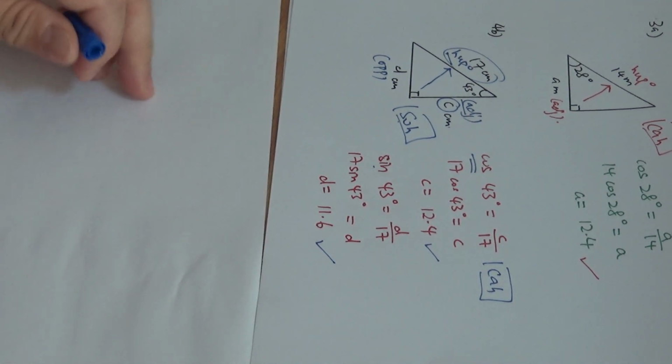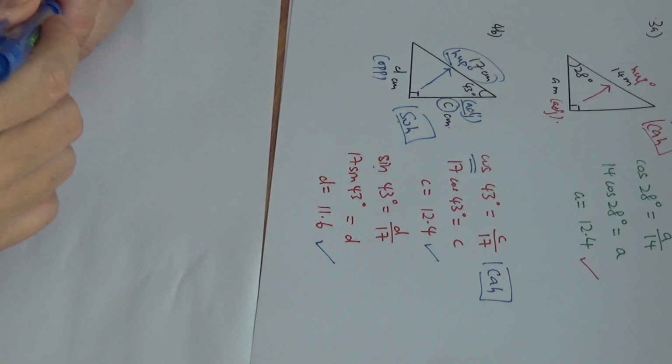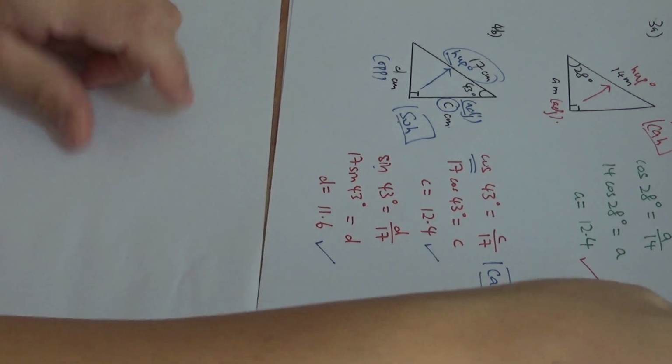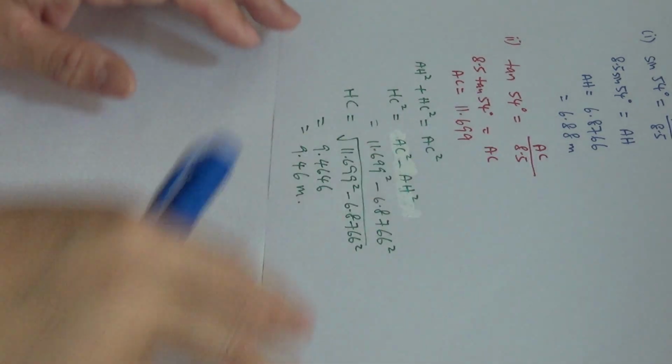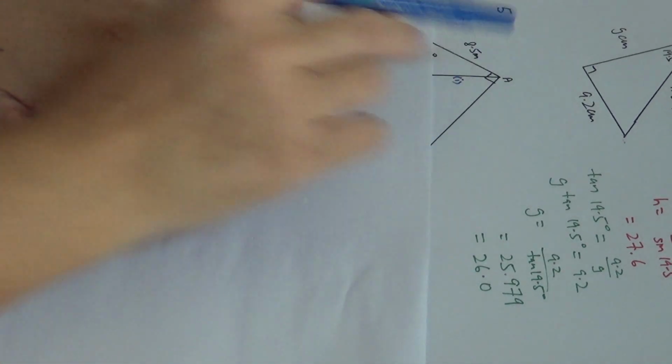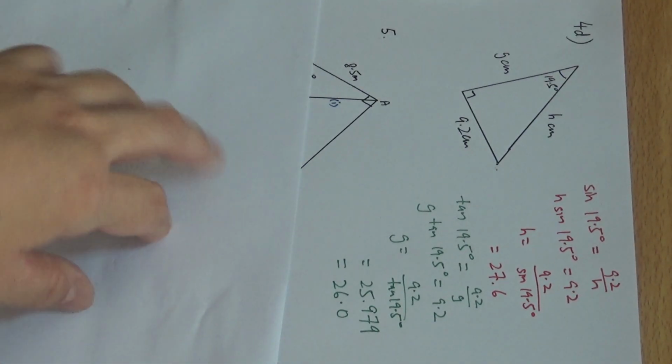11.6. So I'm not deviating from anything. I'm always using sine, cosine and tangent to find the unknown. Okay, now I'm going on to two more questions before I end this section. Now can you look at question 4D.